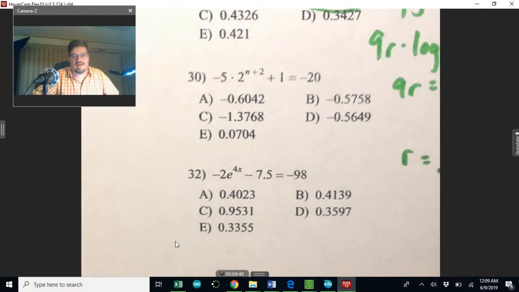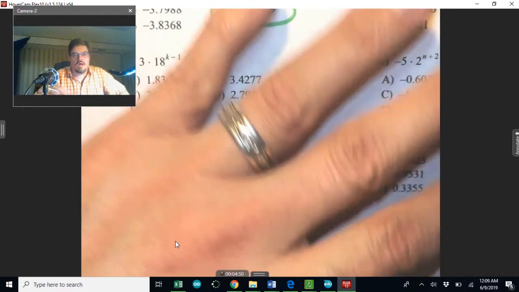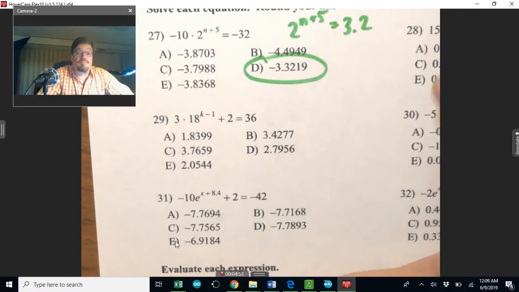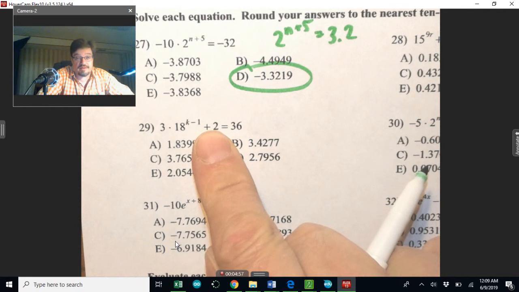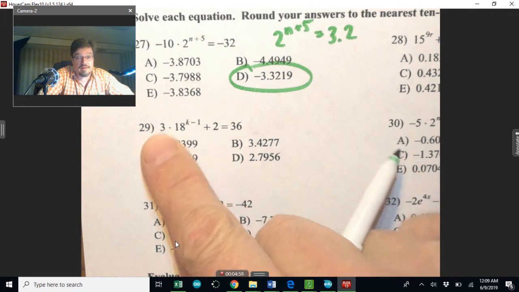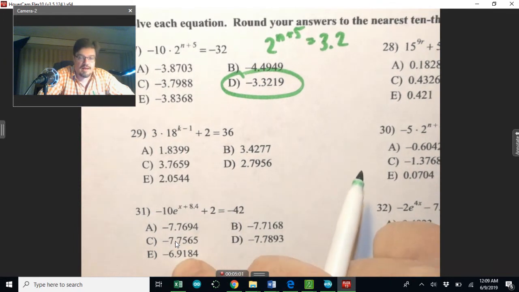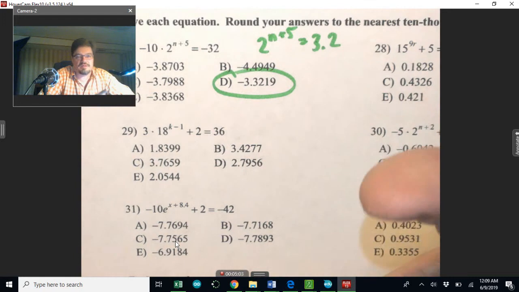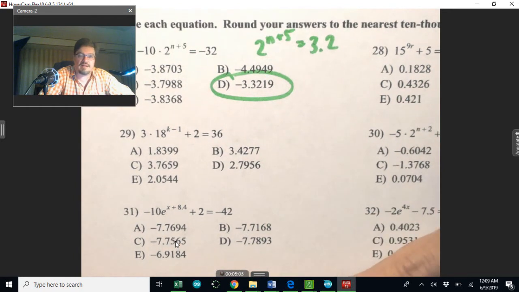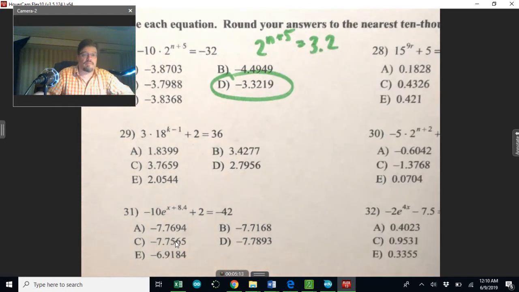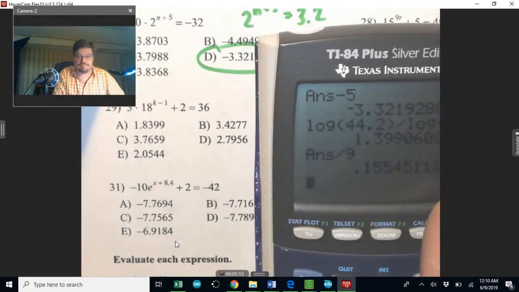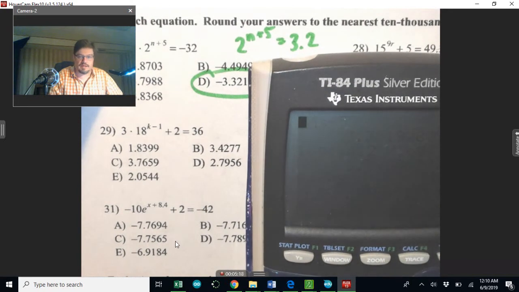Okay, so now the next two are situations where you have to do both. All right, first you have to subtract 2 from both sides, then divide by 3, then take the log. All right, now if you do this enough times, and I notice this with a lot of you guys, you're actually kind of almost doing it all in the calculator. And that's super cool, actually, because you want to. In fact, let me show you how that would work.